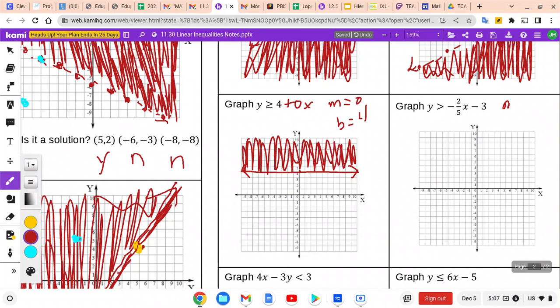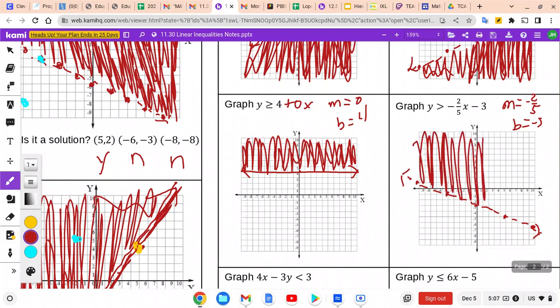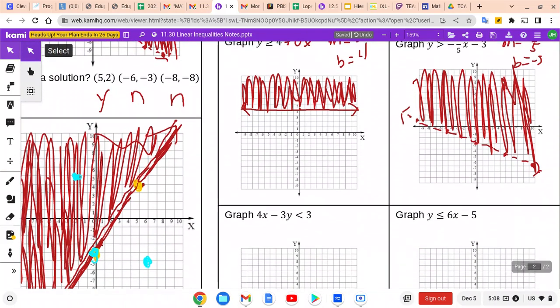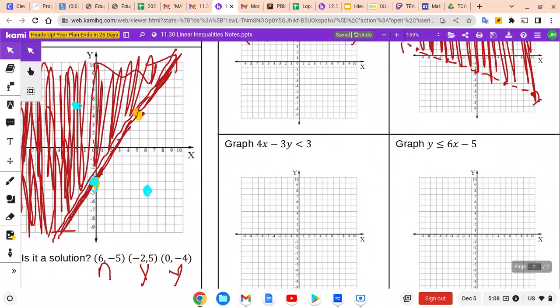Let's see, this one, m is negative 2/5. b is negative 3. So you start at negative 3 and go down 2 over 5, or up 2 over negative 5. Didn't mean to make that line. And it's a dashed line because it's not equal to. And then we shade above. And I think you get the gist.